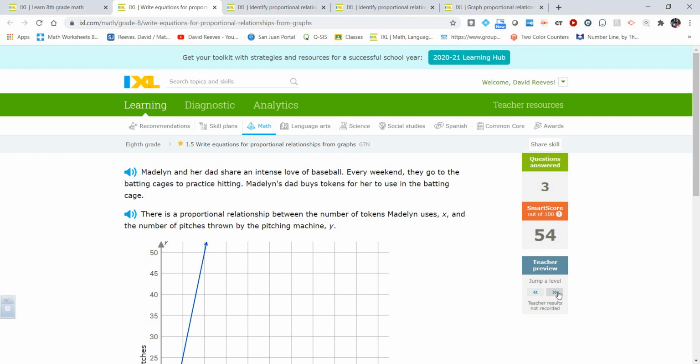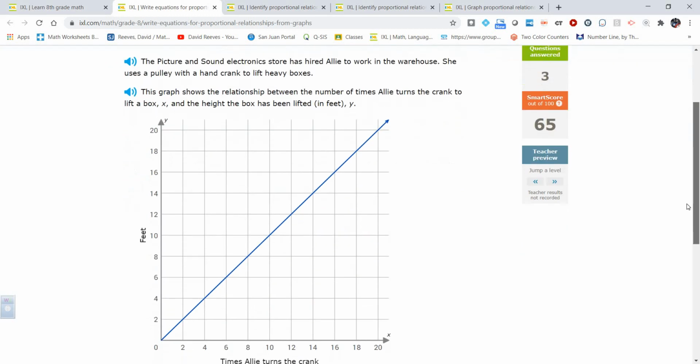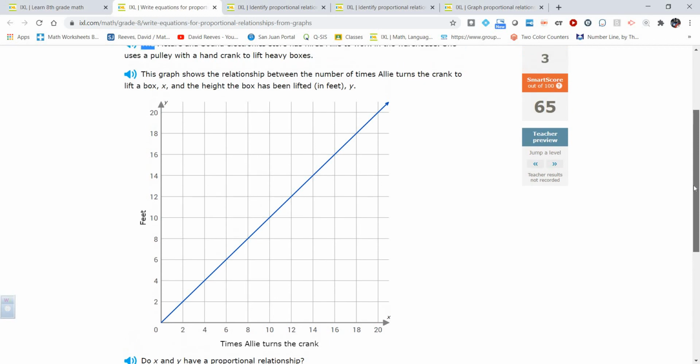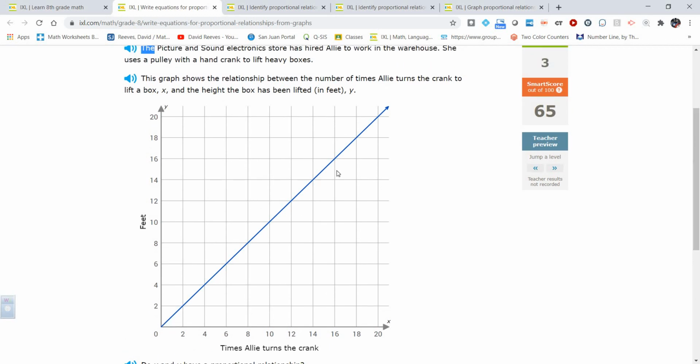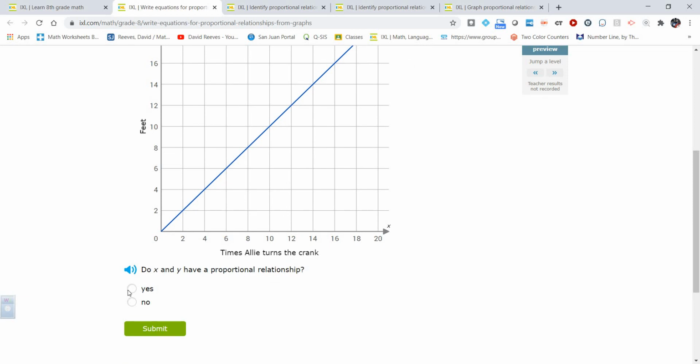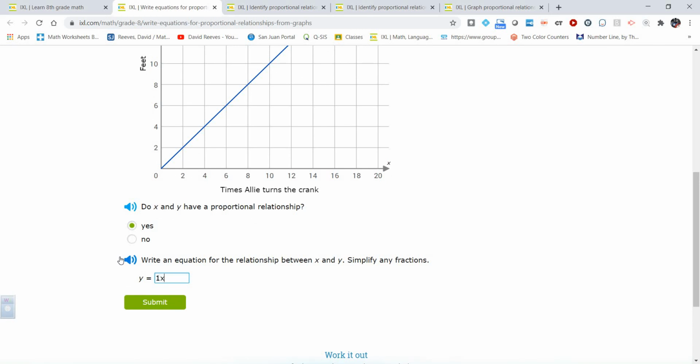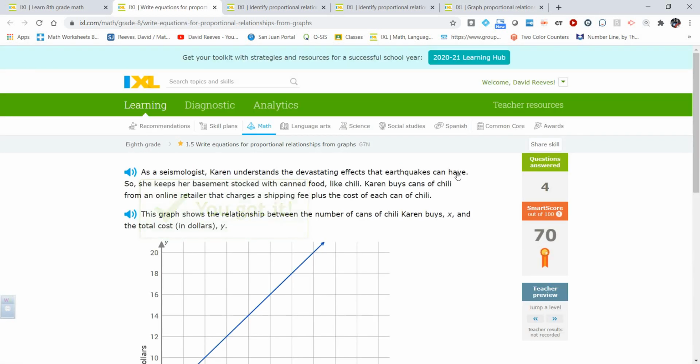Okay, I don't think they can really make this too much more difficult. All right, so we've got this one. Again, it's a proportional relationship between the number of feet and the number of times that Allie turns the crank. Now, if you look through here, it's at a perfect 45-degree angle, right? 2, 2, 4, 4, 6, 6, 8, 8. That tells me that I have a slope of 1. My constant of proportionality is 1 because the x's and y's are the same. So yes, it is a proportional relationship, and it's either y equals 1x, or you can simply put y equals x. It's a little better just to put y equals x.